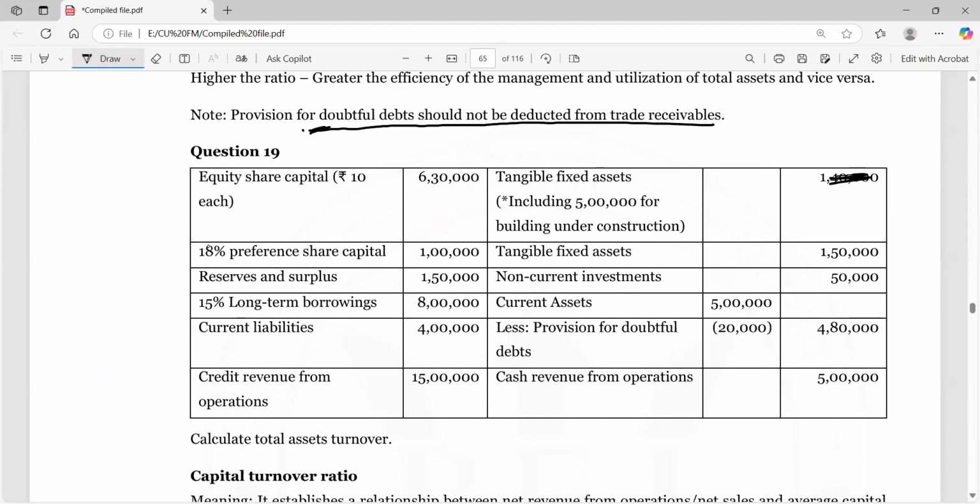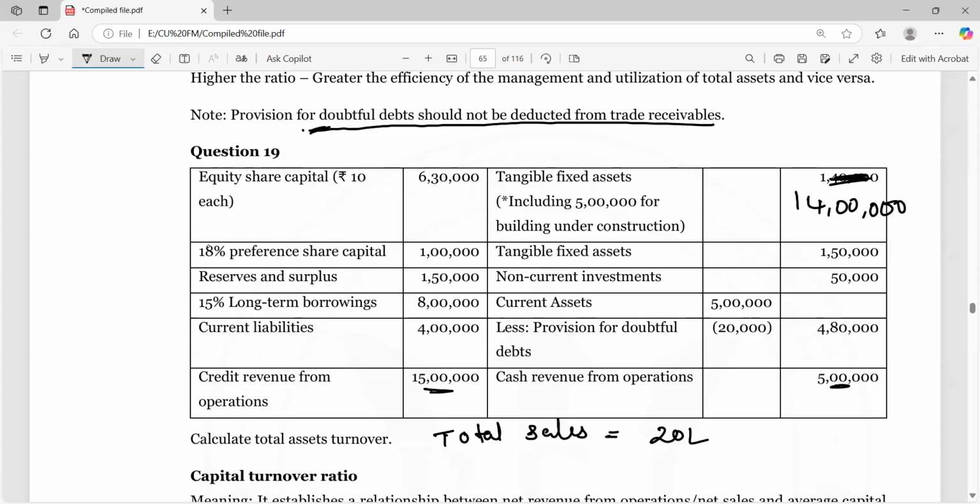Now, this is 14 lakh. Please change this figure. It is not 1,40,000. It is 14 lakh. Right. So now for these given figures, we have to calculate total asset turnover. What is the formula? Net sales divided by average asset. But here we don't have the information for average asset. We will just take the total asset. What is the total sales? Total sales: credit sales of 15, cash sales of 5 lakh. So total sales is 20 lakh. Clear? Any doubt in this?